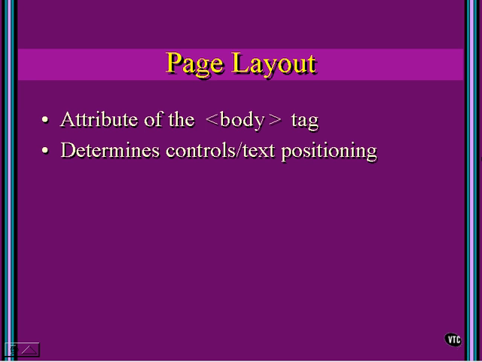The last thing we want to talk about concerning controls is page layout. Now this is one of those things that you really need to be aware of because it will cause you some issues sometimes. Page layout is an attribute of the body tag, and it's also on your web form. It's a property that appears over there in the Properties window in Visual Studio, and you can choose this. Now, page layout determines how the controls and the text get positioned on the web page.